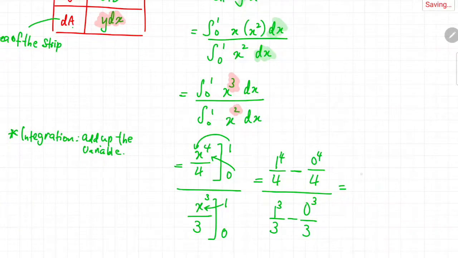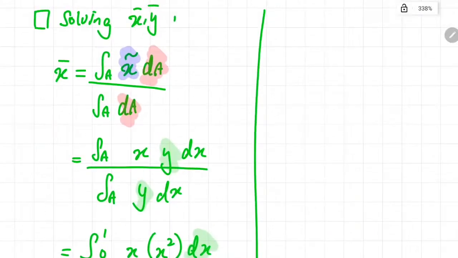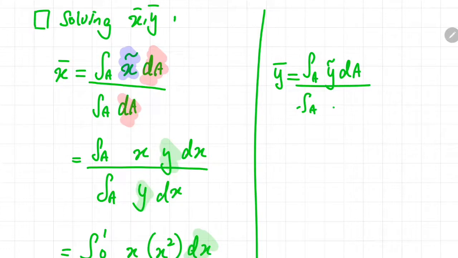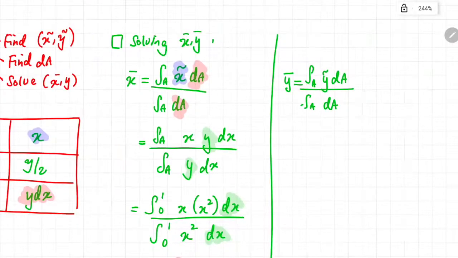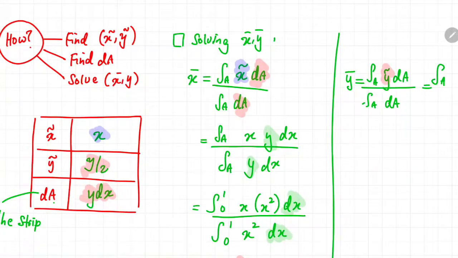So this equation, on the upper side of the fraction, it becomes 0.25, and at the lower side of the fraction, it becomes 0.33. So, use your calculator, and you will get the value of x bar to be 0.75 meter. Okay, now let's find the centroid along the y direction. The y bar is equivalent to the integration of y curve multiplied with the dA divided by the integration of the dA. Now according to the table given, the y curve is equivalent to y over 2.